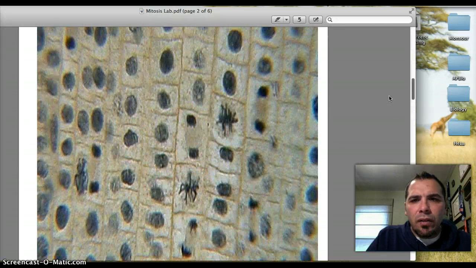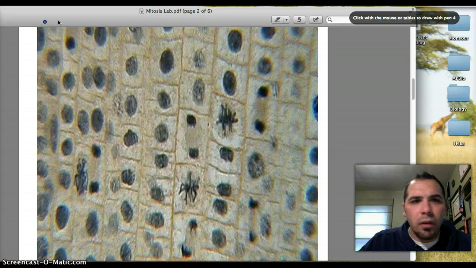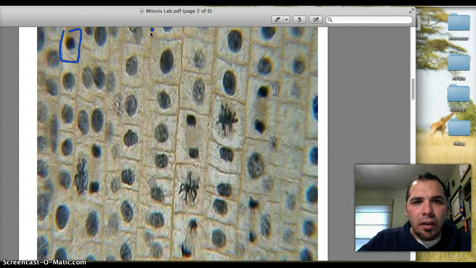Now, what you're going to have to do, and I'm going to try to highlight this, you're going to have to go through and count. Now, as you're going to see, it says count every cell. So this is one cell. You get the idea. I'm going to highlight several of these cells here. My lines aren't very straight.